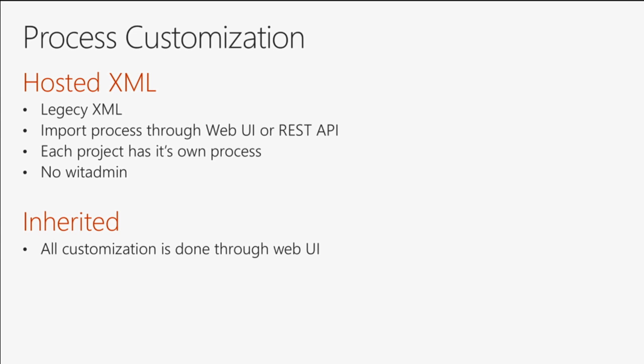Now, the other one is what we call inherited. Inherited is what we've been investing in over the last couple of years. If you're familiar with VSTS today, you will know that if you create a new project, everything you do with that is all inherited. I can go into the user interface, I can add new work item types, I can add new fields, I can play around with it. It's a heck of a lot easier than doing that old school WIT admin nonsense that you probably used to do in TFS.